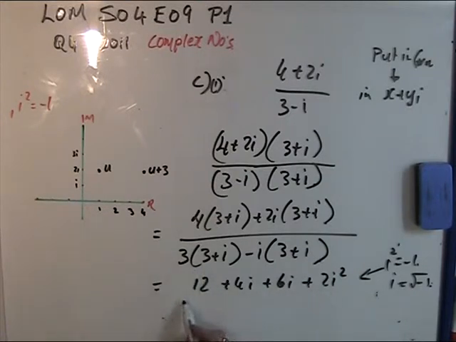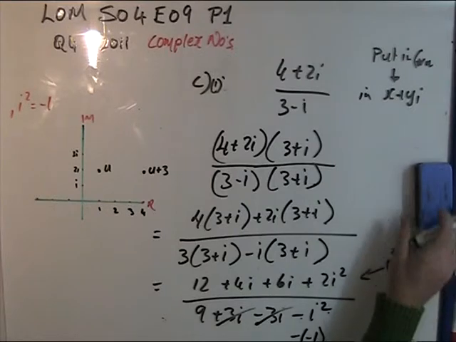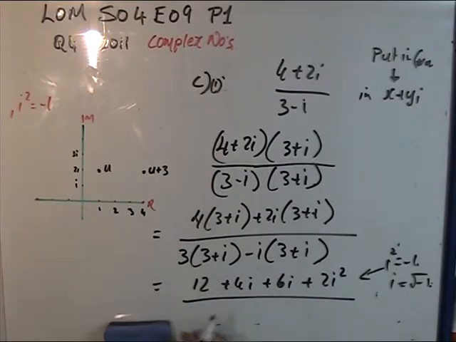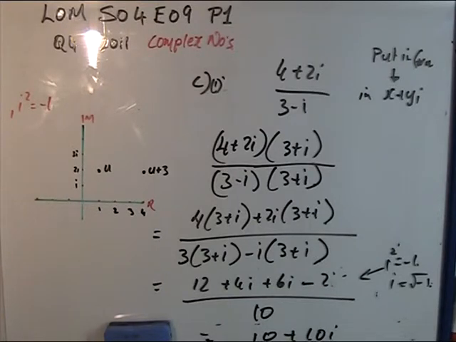We're doing the top, all over, multiply at the bottom: 3 threes are 9 plus 3i minus 3i minus i squared. Minus 1, that's plus 1. The middle terms cancel. You see that there, it's minus i squared, which is plus 1. So that becomes all over 10. Going back up, 12 plus 4i plus 2i squared, that's minus 1, so that's minus 2. I hope you can follow this. So that becomes 10 plus 10i all over 10.